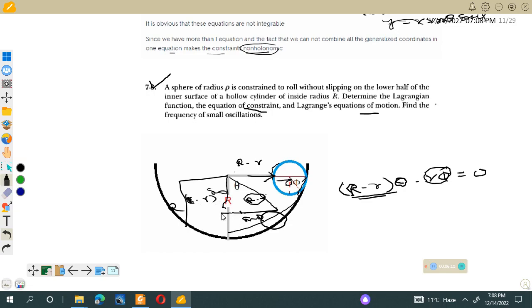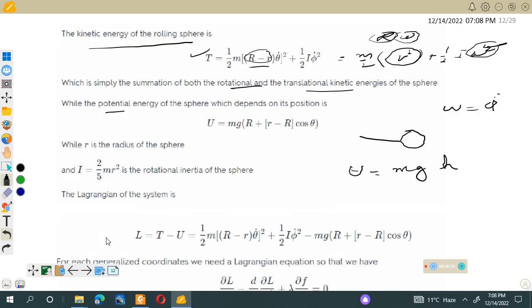So our height is actually this. If we subtract this total R from R minus r sin phi, we will get this height. So actually the height of the body, the potential energy, is equal to mg times R plus r minus r cos theta, where r is the radius of the sphere, and this is a solid sphere, so its moment of inertia is equal to 2 over 5 m r square, the rotational inertia of the sphere.